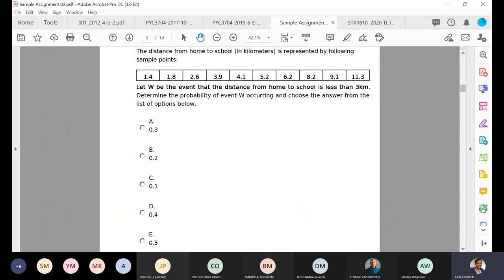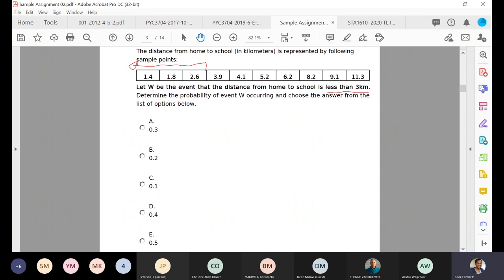the distance from school to home. You are given the distance and they are asking you to determine the probability that in a week, or event W occurring, choose A, because letter W is an event that the distance traveled from school is less than 3 kilometers. If I look at this, it is in order. So if it's less than 3 kilometers, therefore it's all of those.